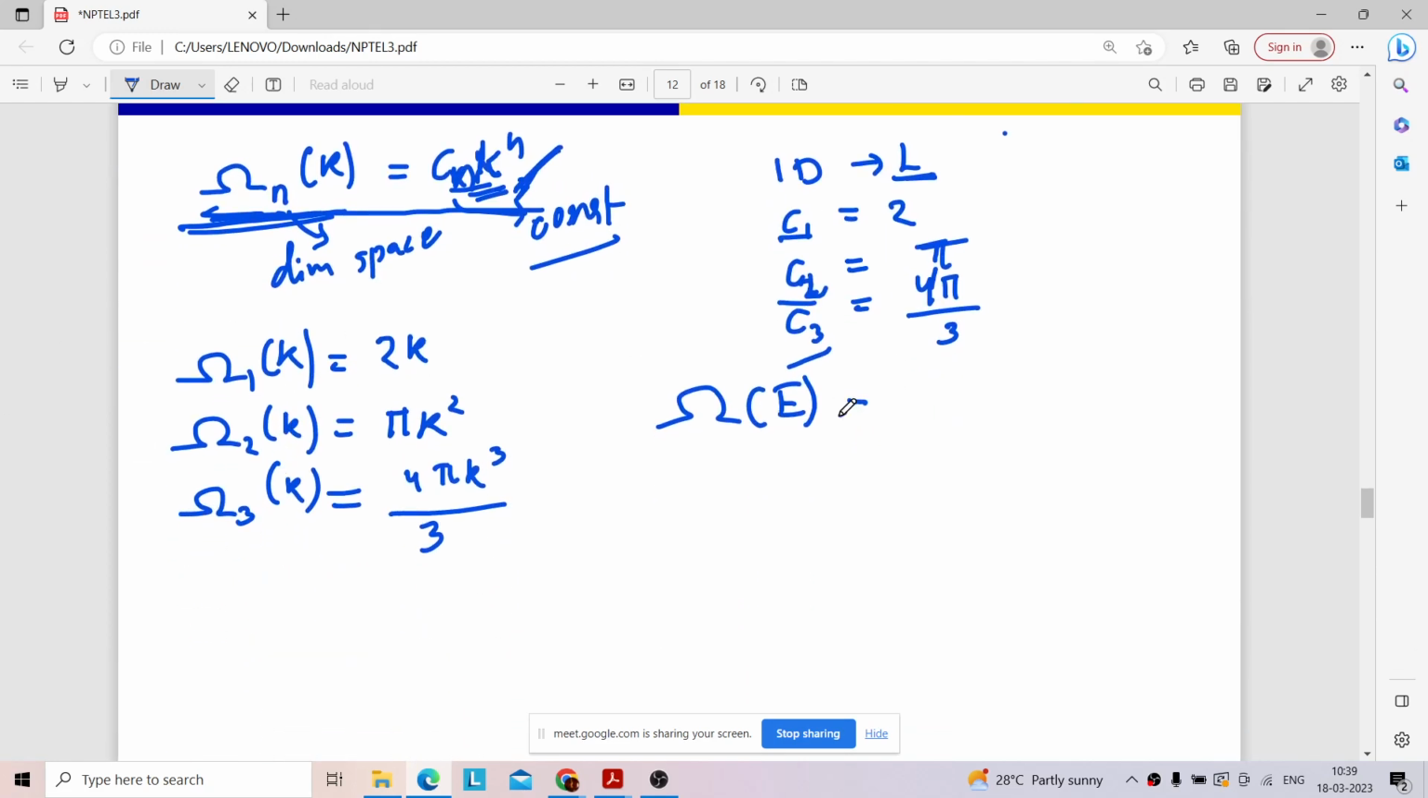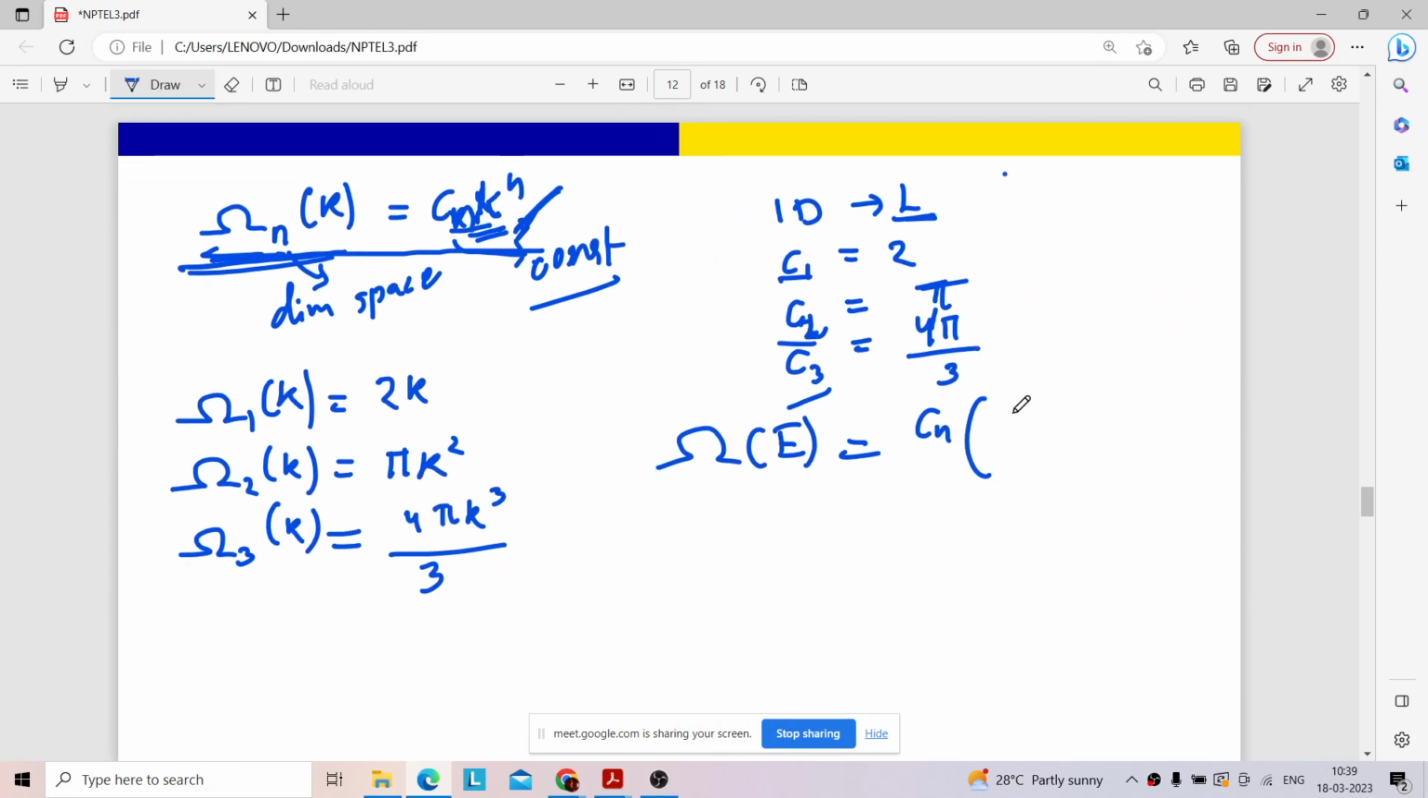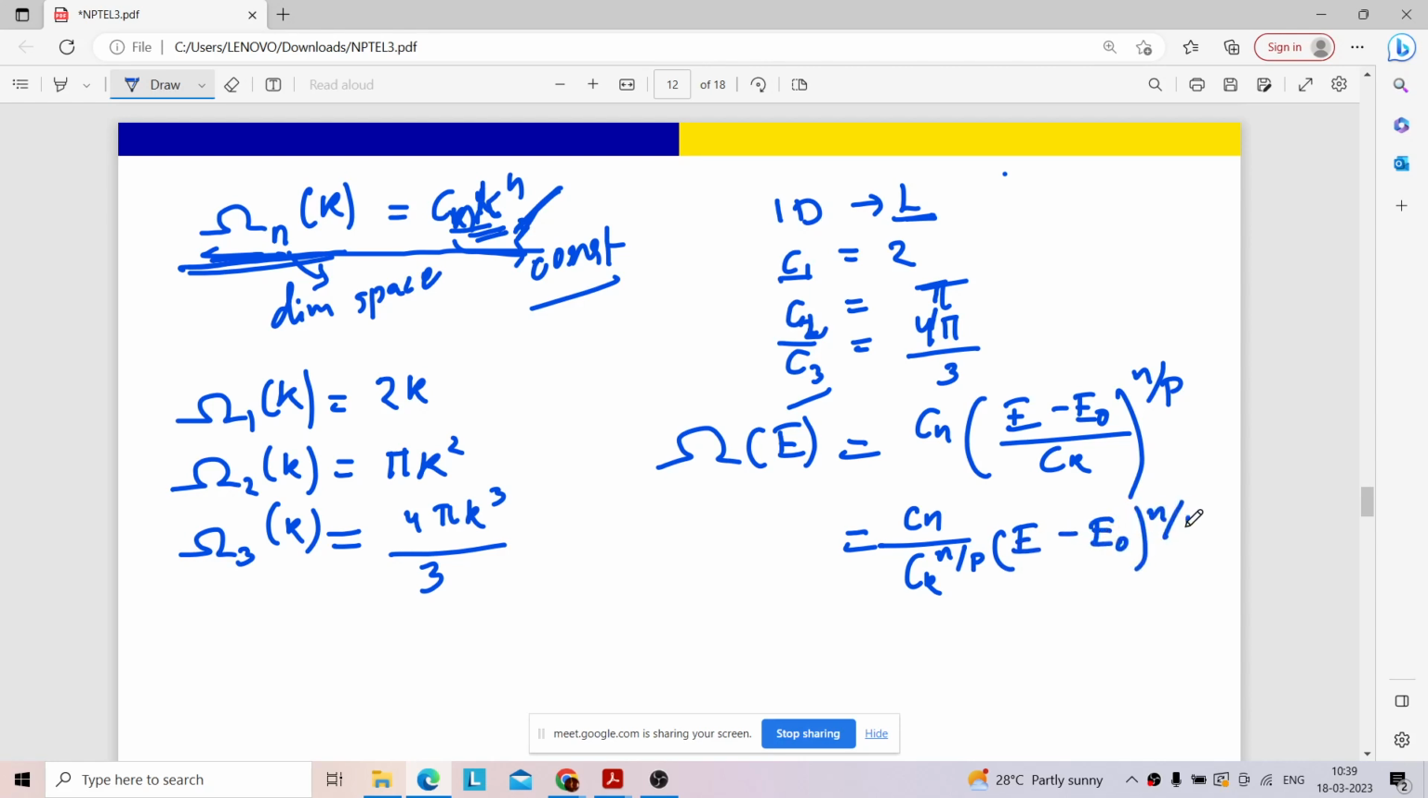Now this will be Cn. K is E minus E0 by Ck, to the power 1 by P, and N is here, so it's N over P. So I can take the constants outside, Cn over Ck to the power N by P, and this energy relation is E minus E0 to the power N by P. So I got my volume in energy space now.